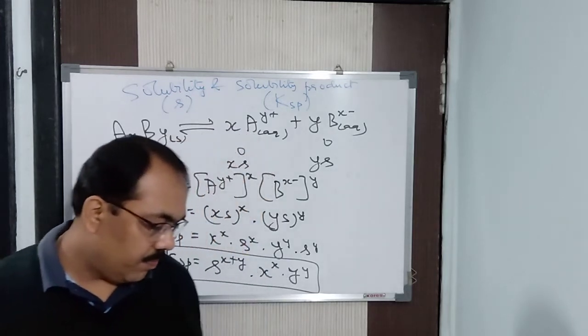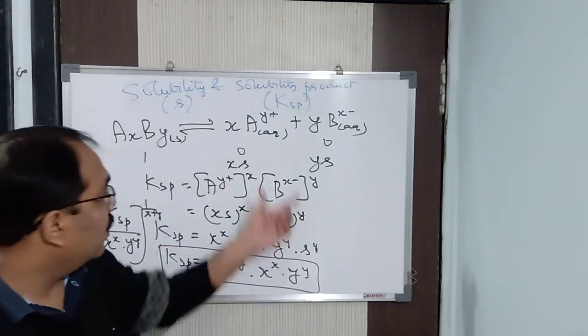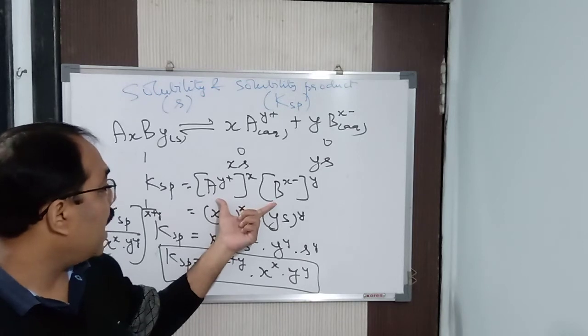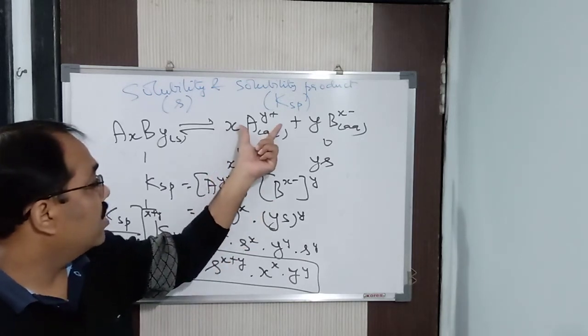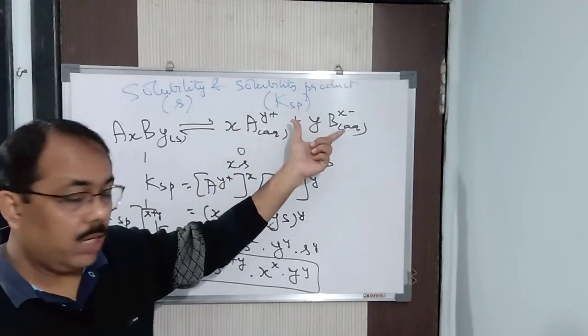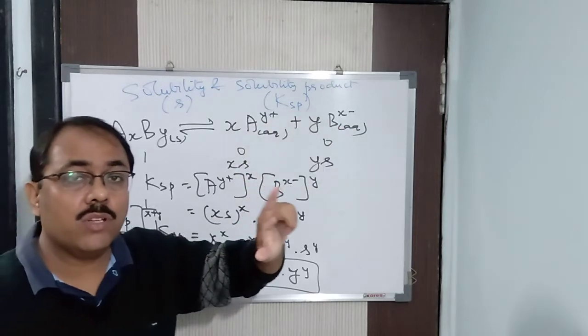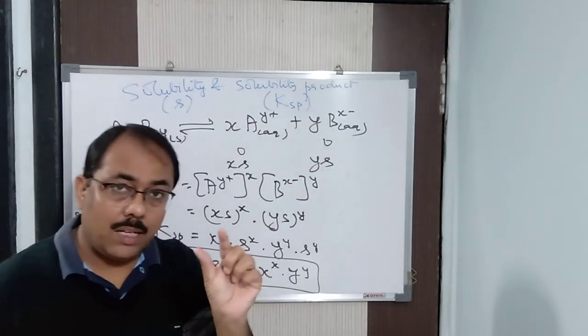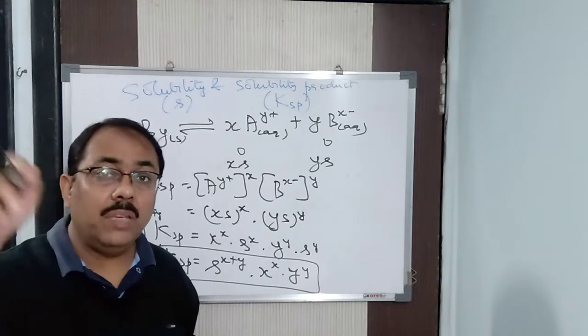Now, the one which you are getting is said to be what? Ionic product. These ions are produced, so the product of its ions is known as what? Ionic product. Remember that ionic product is denoted with the letter IP.